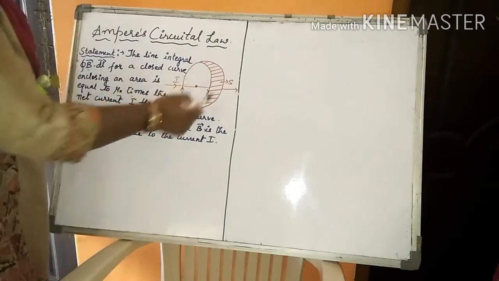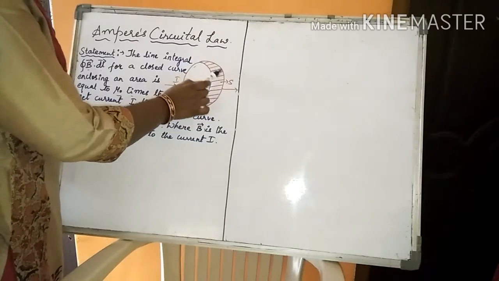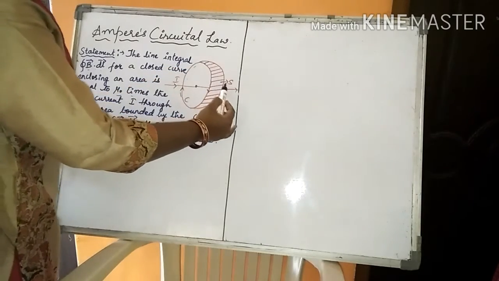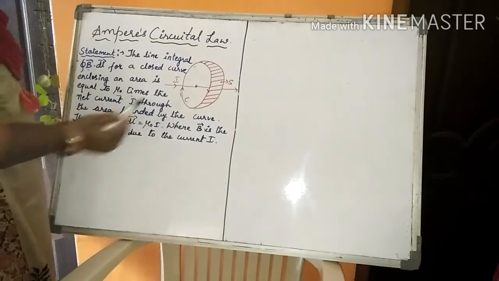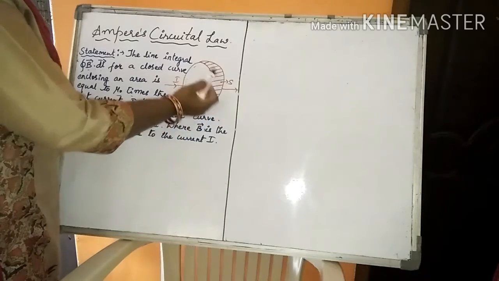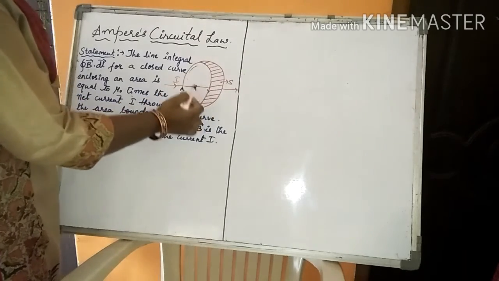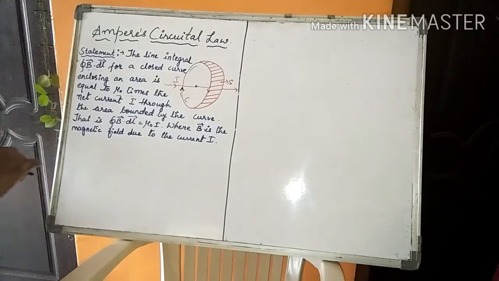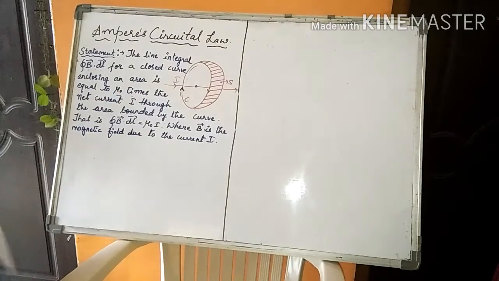So here is the diagram, where there is a closed curve and an open surface. This open surface is named S and the closed curve is C, and current is passing through this coil in this direction. You can see the arrow mark here. What we have to determine here is the magnetic field due to this current in the closed loop. So this is the Ampere circuital law.